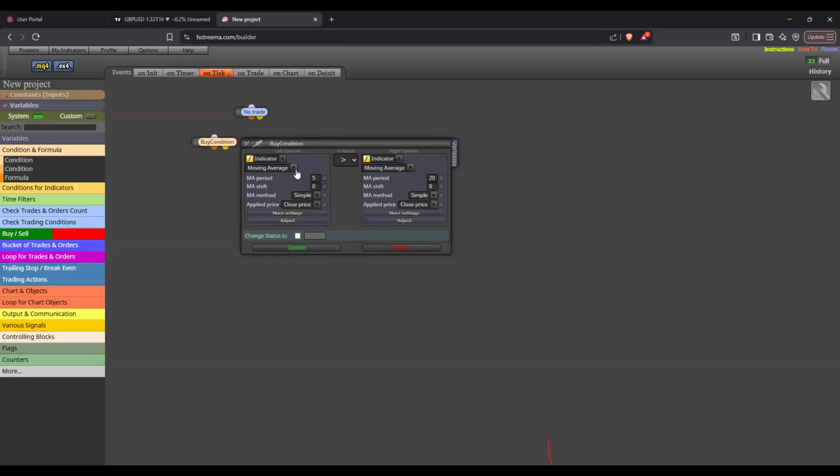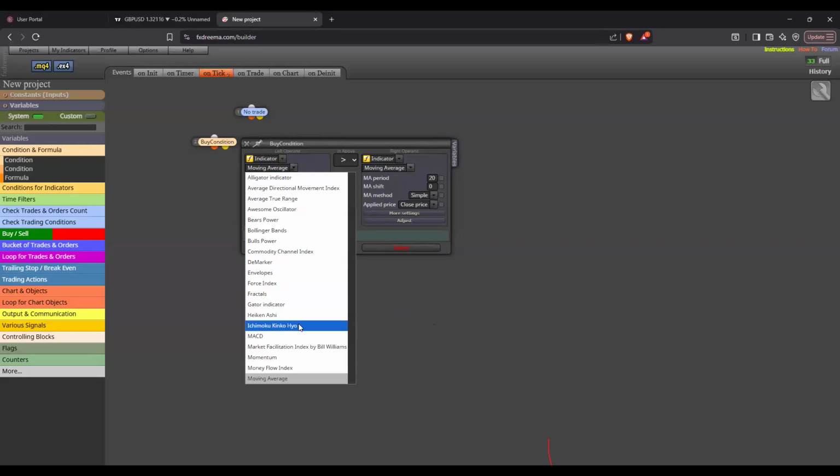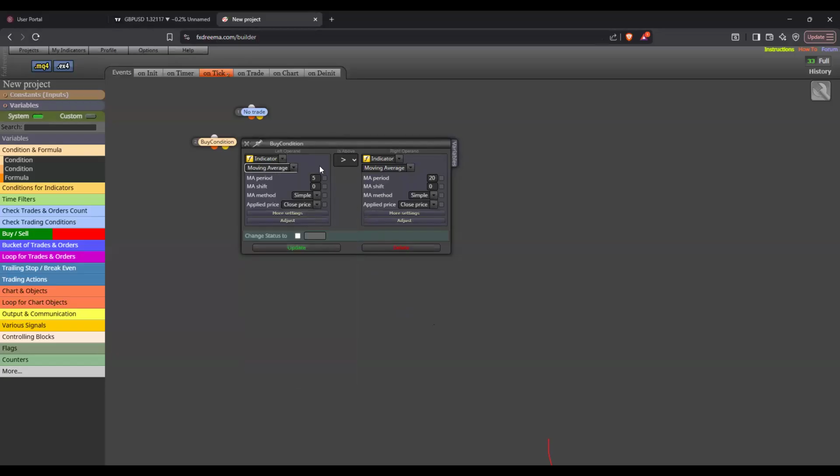So under indicator, you can see that there's alligator, there's fractal, there's Heikin Ashi, there's MACD, but we're looking at the moving average. So let's stick to that. Now, what is the period for the moving average we're looking at? Well, the period is the 20 and the 50. So here, let's say it's moving average period. You could just erase this and put the number you want.